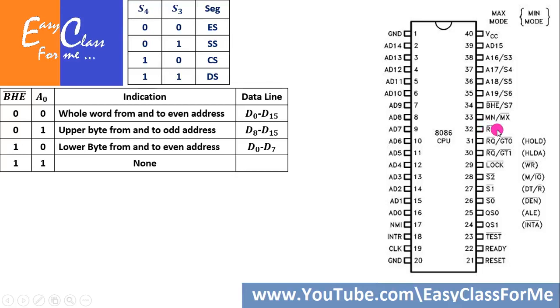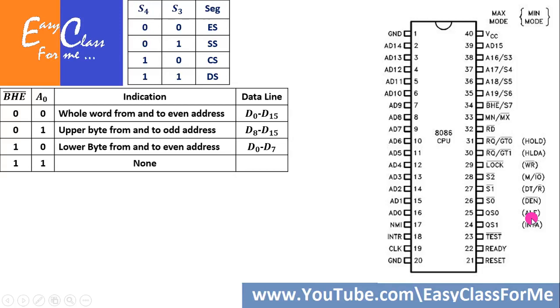RD stands for when this processor is reading something from the memory. RD bar is also an active low signal. When the value on this pin is equal to 0, RD bar is activated, which means read becomes equal to 1. So when the microprocessor is reading something, it will indicate by activating this pin that it is reading something from the memory. Now the next pins that we are going to study have different functions in maximum and minimum mode.